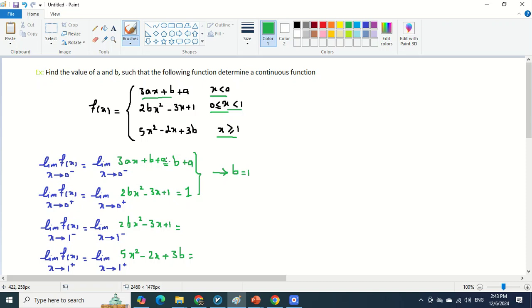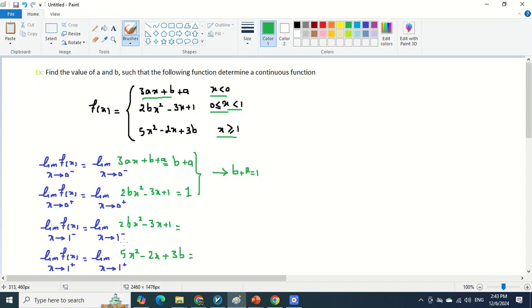So I just modified the question a bit, and the first one will not give you directly the value of b. Indeed, it says that b plus a will be equal to 1. So this is the first one.